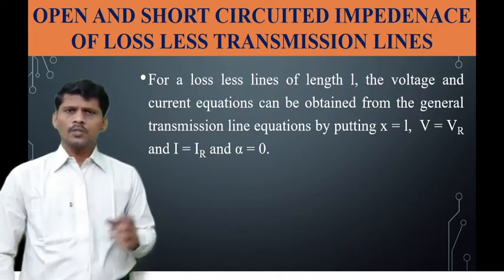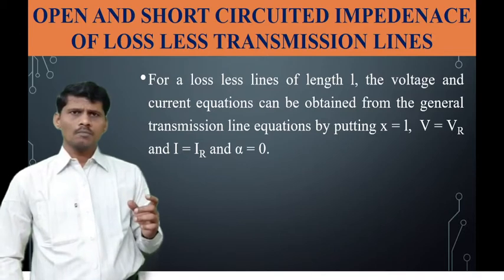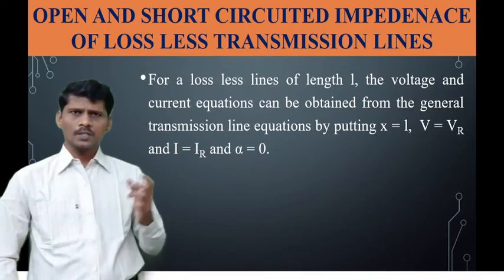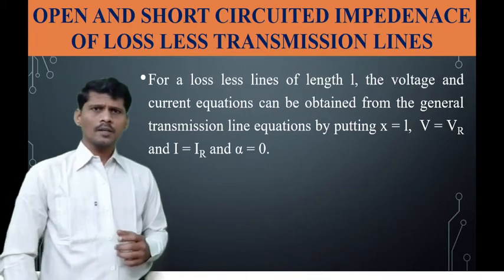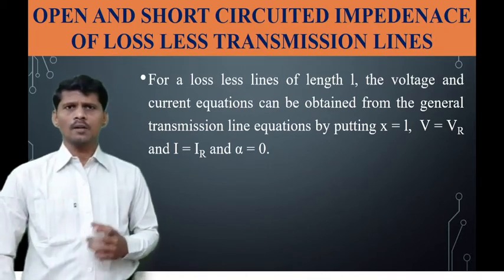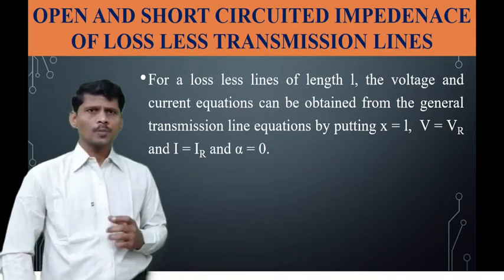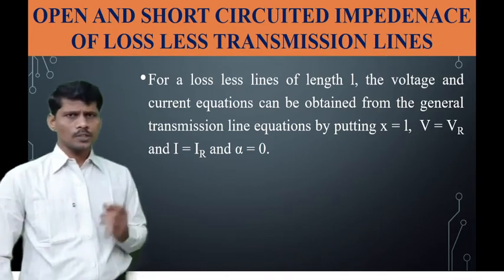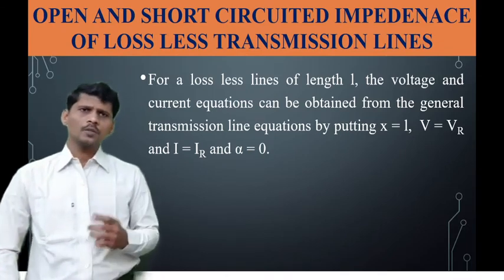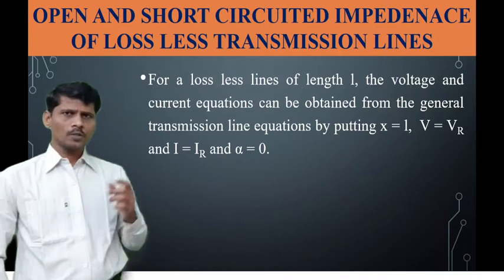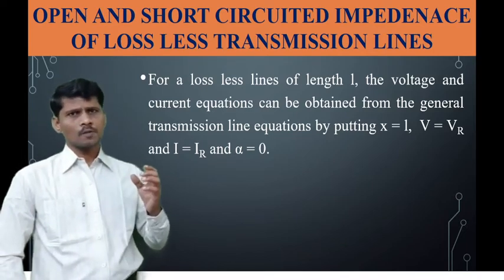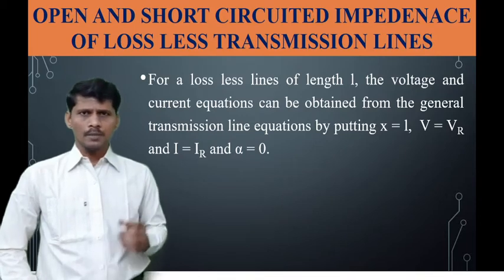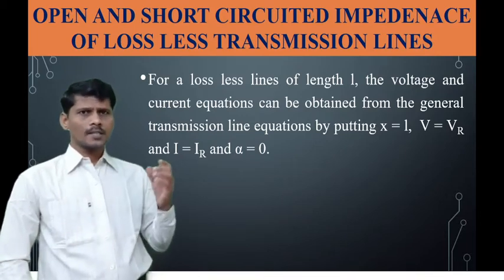We know that the propagation constant is a complex quantity, that is P is equal to alpha plus j beta. In a lossless transmission line, there is no attenuation constant, alpha is equal to 0, then the propagation constant P is equal to j beta. Substitute P is equal to j beta into the basic voltage and current expressions of the basic transmission line.